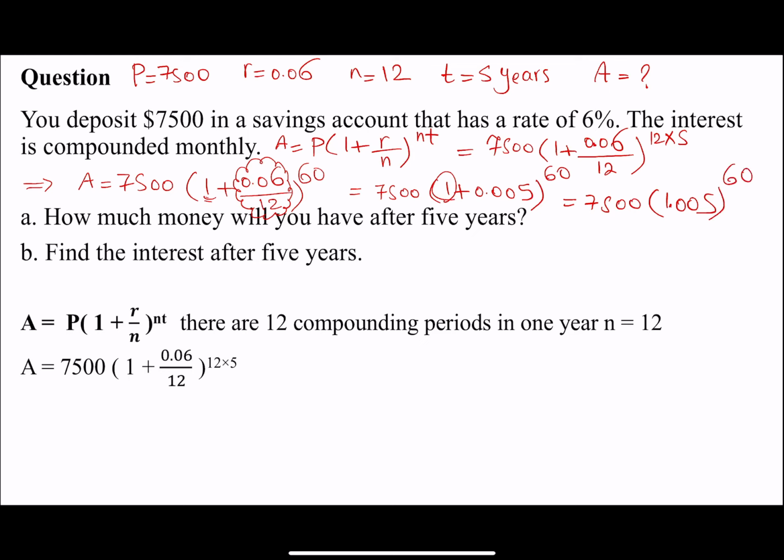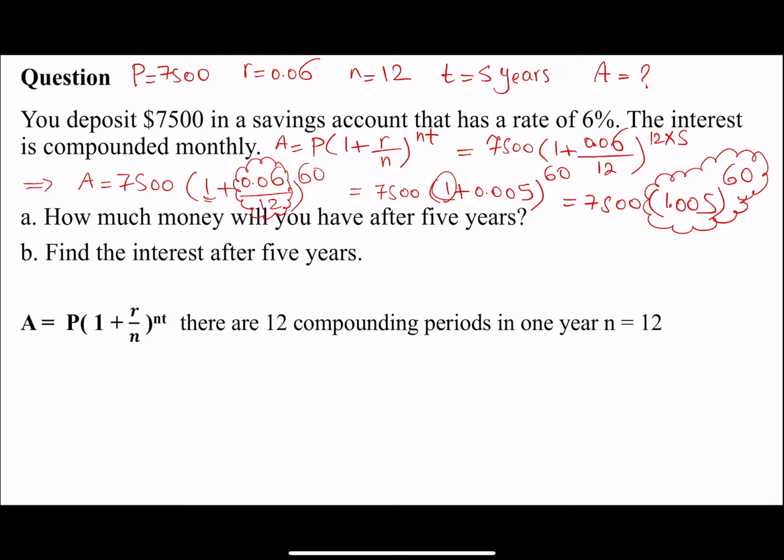Now, be careful. First of all, you have to calculate this exponent, whatever it is, then multiply that by 7500. Some people by mistake multiply 7500 by the number in the bracket and then raise it to the power of 60. That's wrong. First of all, you need to find this power, the bracket to the power of 60, whatever it is, then multiply that by 7500. Okay, use your calculator.